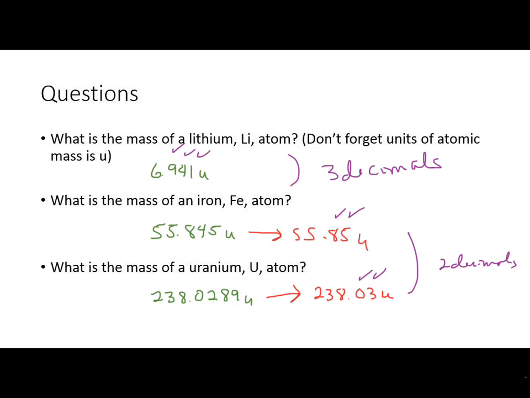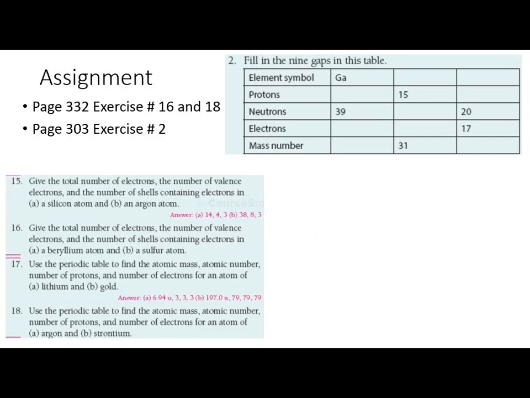I think we probably all got the same thing. Very good. So if you use the black and white periodic table that you're going to have for the test, a clean one for the test, you automatically went with 3 decimals for lithium and 2 decimals for iron and uranium. And actually, that's kind of the trend to go. Okay, so your homework is this.